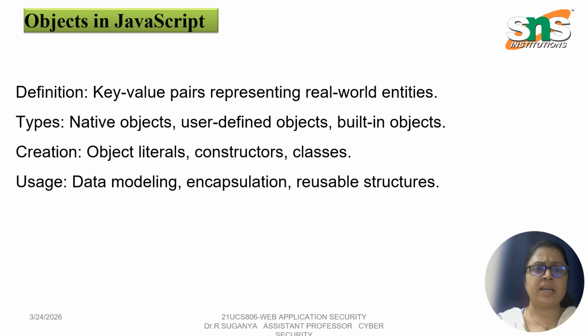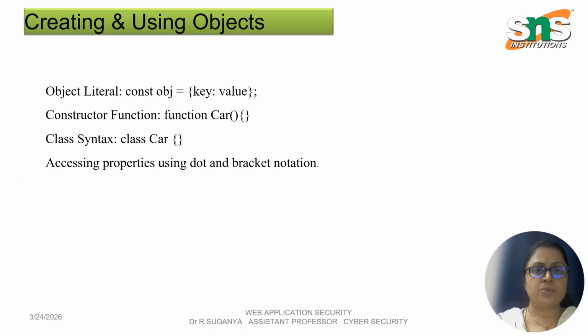Like this, there are some objects in JavaScript too: native objects, user-defined objects, and built-in objects. We can create them using object literals, constructors and classes in JavaScript. The main advantage is that we can have data modeling, encapsulation and also reusable structures. Creating and using the objects.